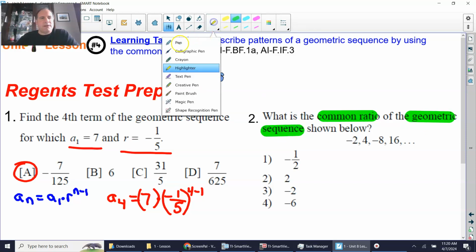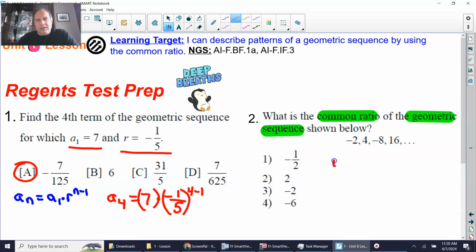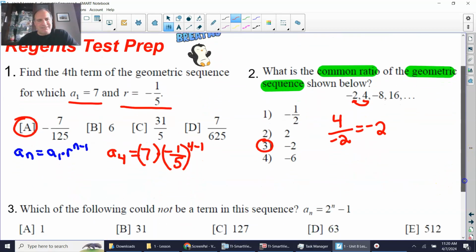Since you know it's a geometric sequence, and it's basically multiplication, all you have to do is divide the second number by the first. So 4 divided by -2, you could check it in your calculator, is -2, and that is it.